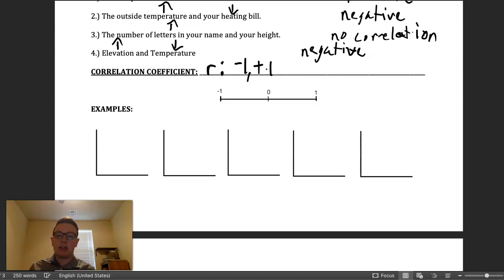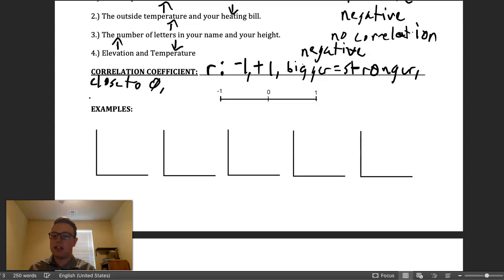The closer you get to 1, either -1 or +1, we'll just call that bigger. The bigger you get in either direction, the stronger the correlation. And if you're close to 0, there's a weak correlation or no correlation, meaning that your trend is not super strong.